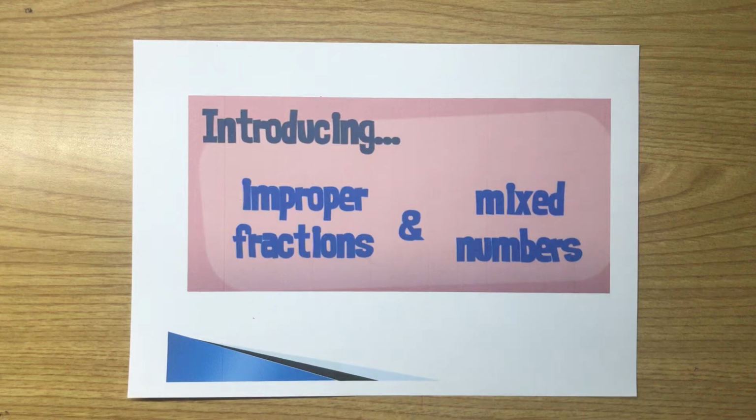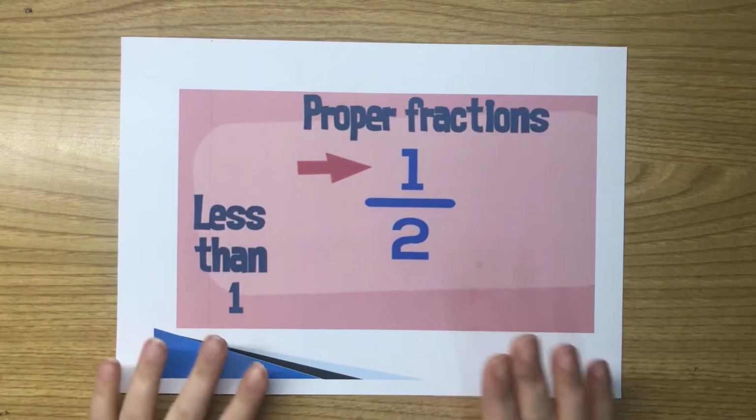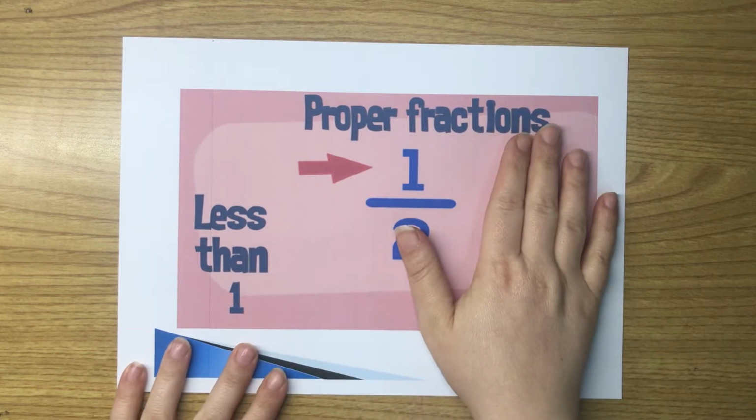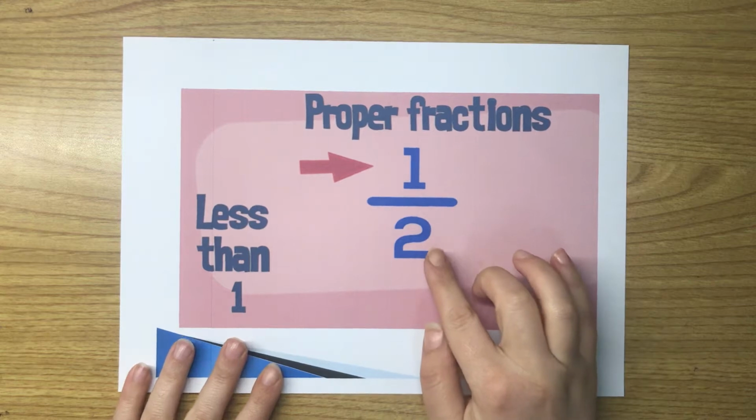Our lesson for today is introducing what is an improper fraction and what are mixed numbers. Okay, let's remember how we used to write a proper fraction. What is a proper fraction? A proper fraction is when the numerator is less than the denominator.